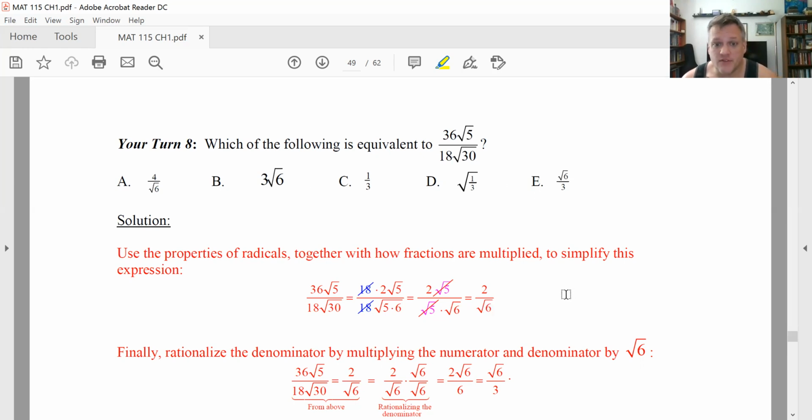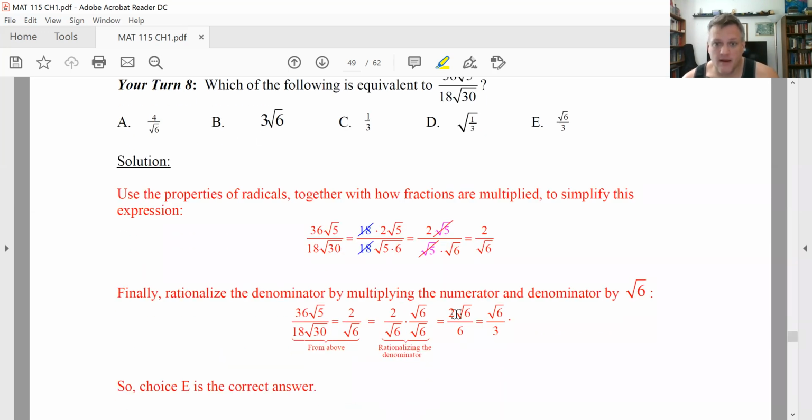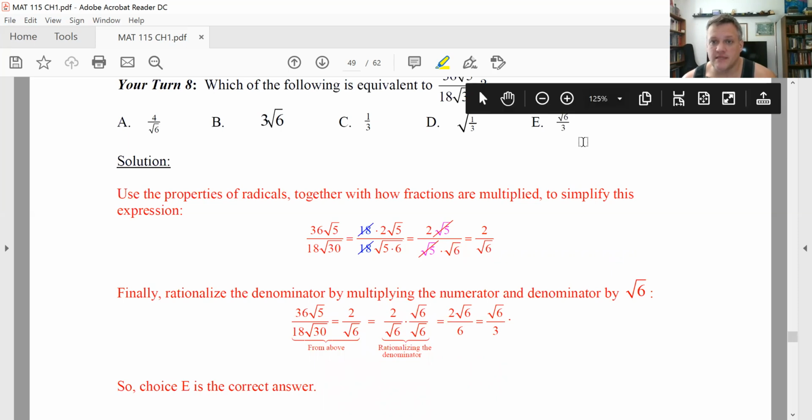Problem is, it's not one of the choices. And so what I have to do instead now is rationalize this. Remember, to get rid of a radical on the bottom, I'm going to multiply top and bottom by that radical, namely radical 6. And so if I do that, that's what's going on in this step here, I get 2 root 6 in the top. But if I multiply root 6 times root 6, I just get 6 back. Finally, get rid of a 2 in both the top and the bottom. That gives you root 6 over 3. And so your answer is E in this case.